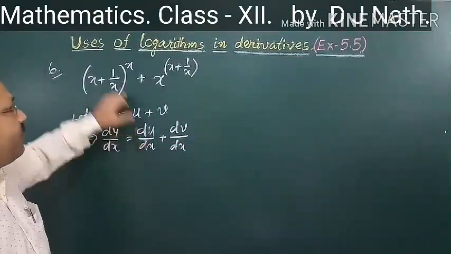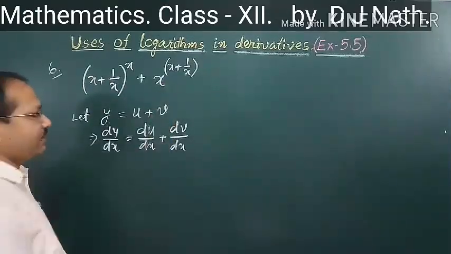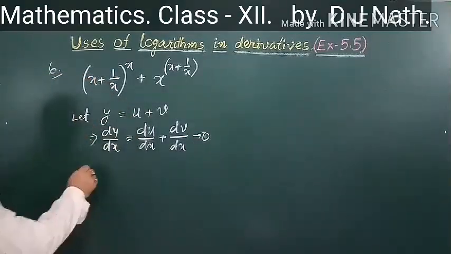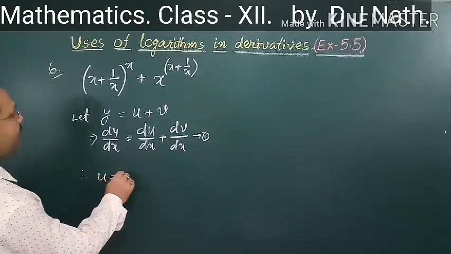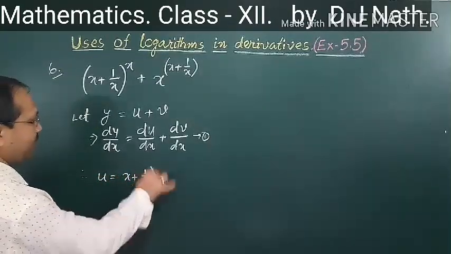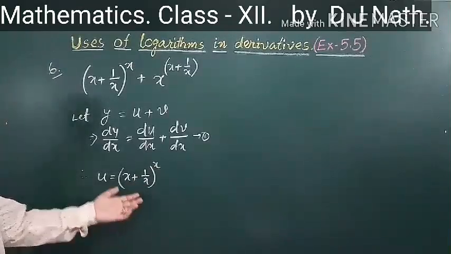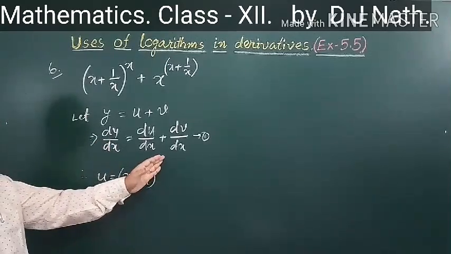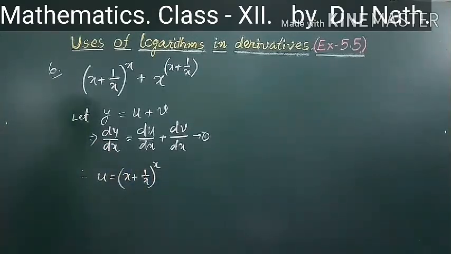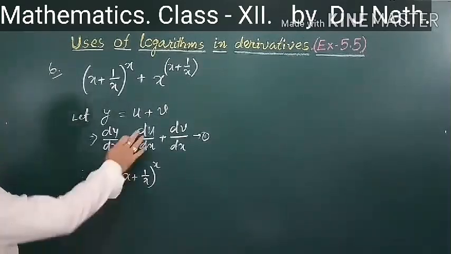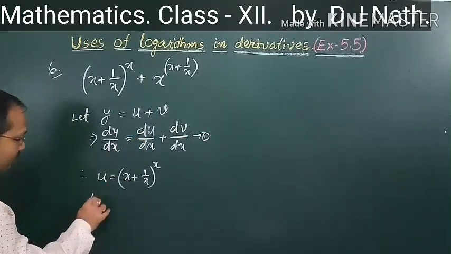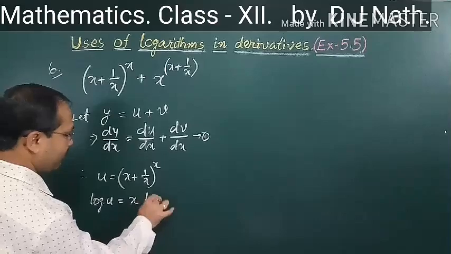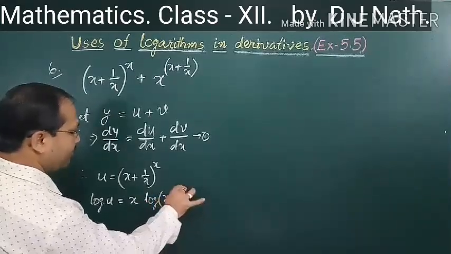Where u is the first one and v will be the second one. So we can give this as number 1. Therefore u is equal to (x + 1/x)^x. Now separately we will find this one. Here we will use the log so that we can do it easily, because the power is there. So we will use logarithm to find the differentiation, meaning du/dx. So what will be log u? Log u will be equal to x log(x + 1/x).